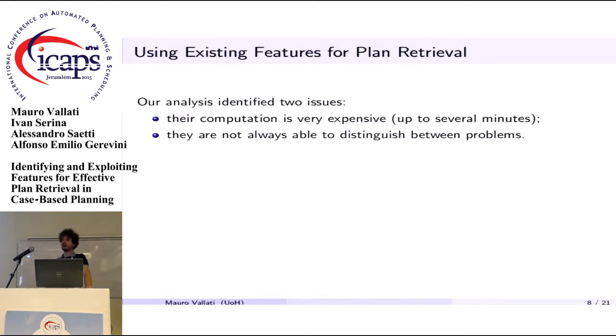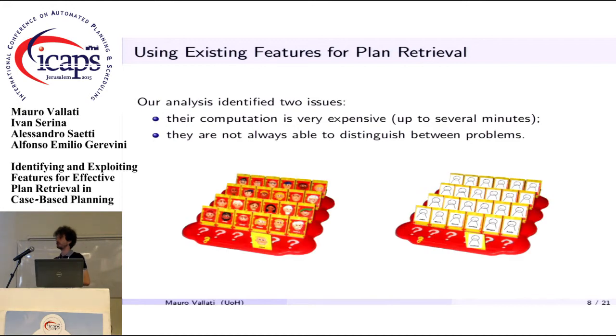But the second issue cannot be overcome, and it is that basically they are not always able to distinguish between problems, which means that given 2 problems, all the 311 features have exactly the same value, although you know that the 2 problems are different. So basically, going back to our Guess Who example, you are going from the game to the left to the game to the right, which is a bit harder to solve.